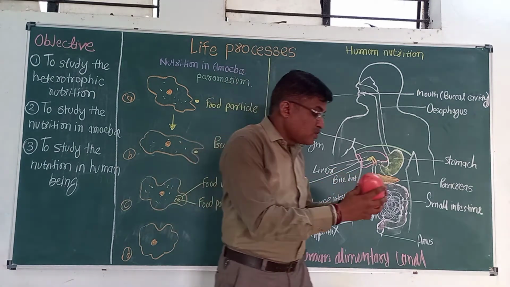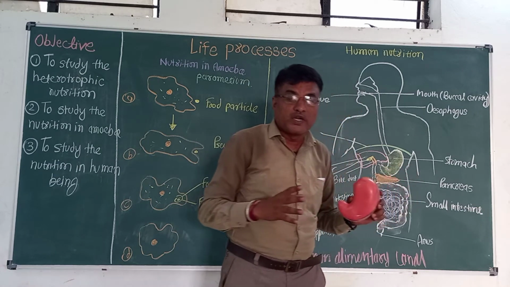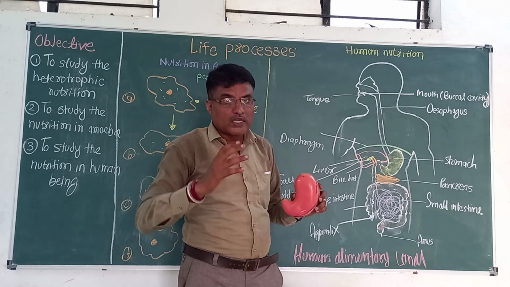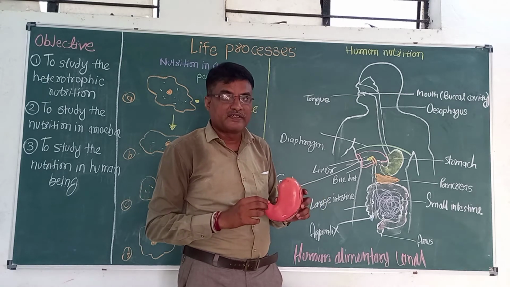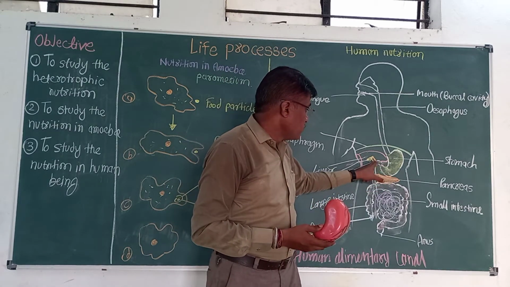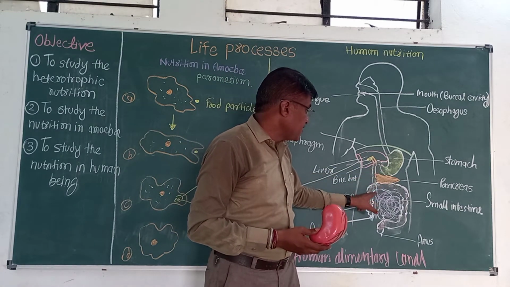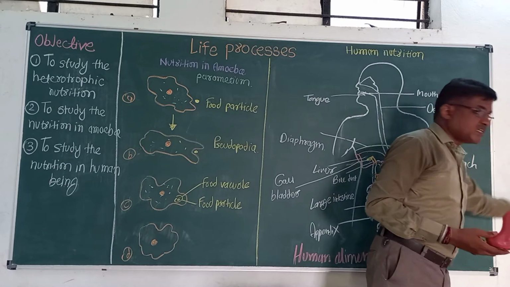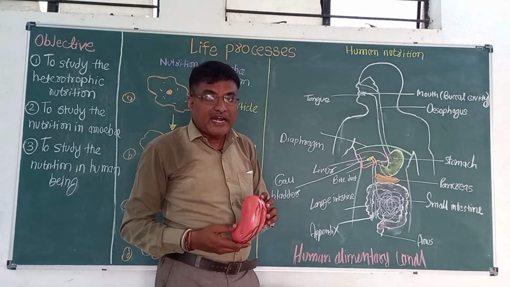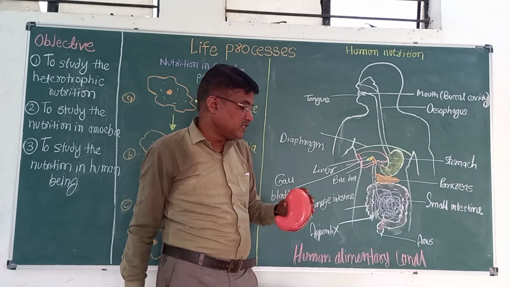And this stomach wall is protected from the hydrochloric acid by mucus. Mucus also secreted by the gastric gland. After the stomach, food comes in the small intestine. What happens in the small intestine, that we have to see.